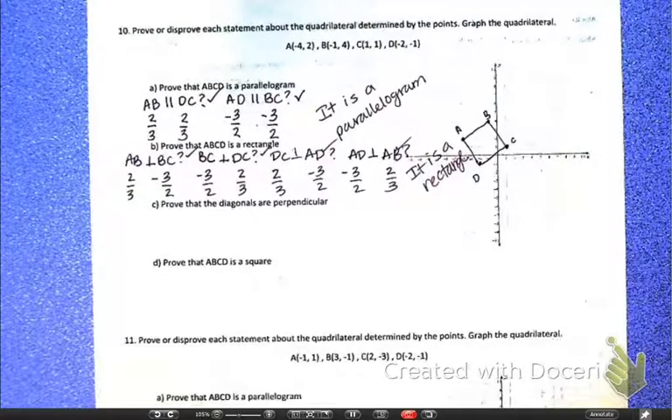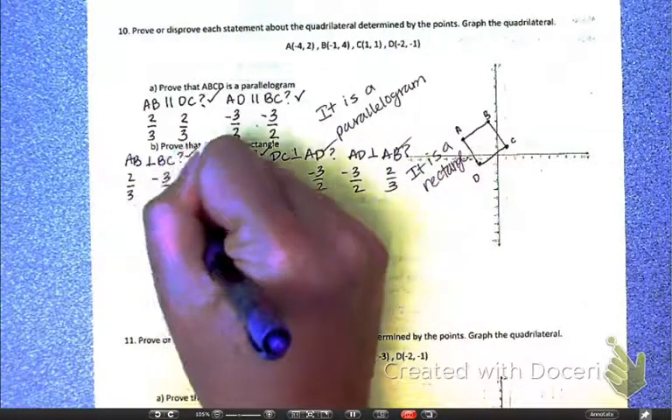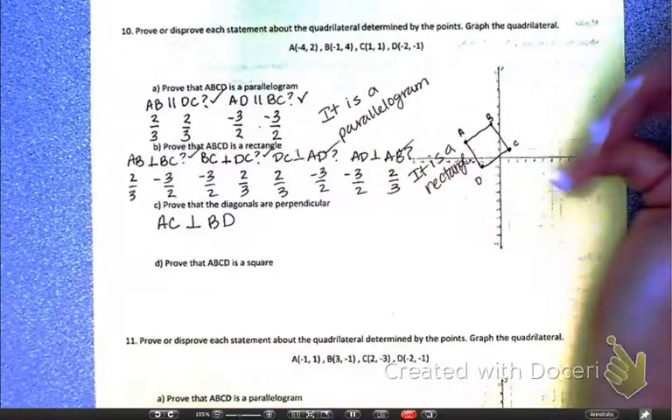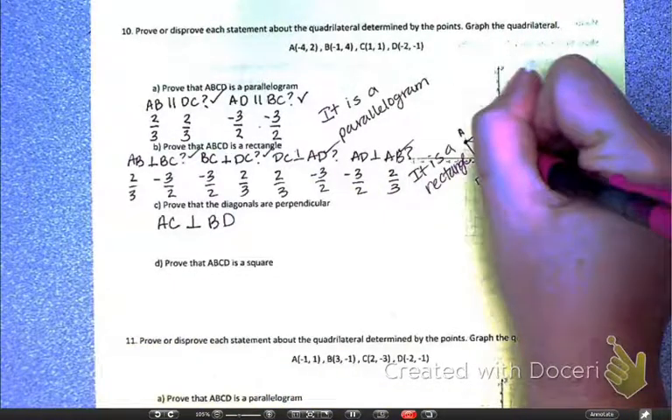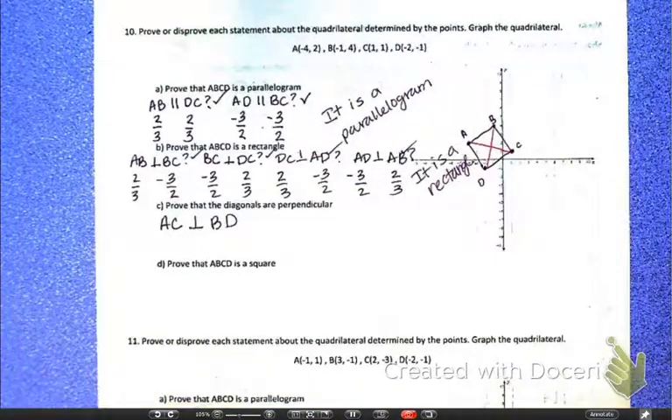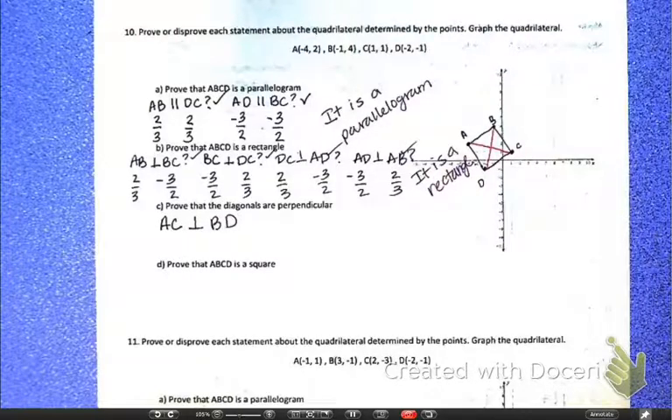What are my diagonals? AC and BD. So remember, your diagonals go through your figure. Okay, we need to determine if those diagonals are perpendicular. Again, you can count because it's on a graph, or you can use the slope formula.